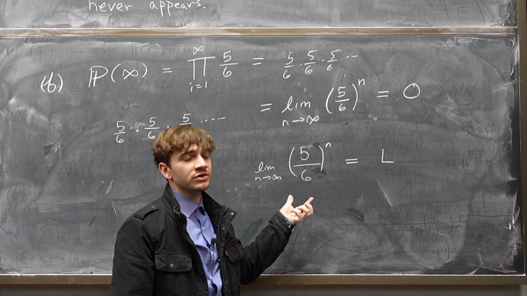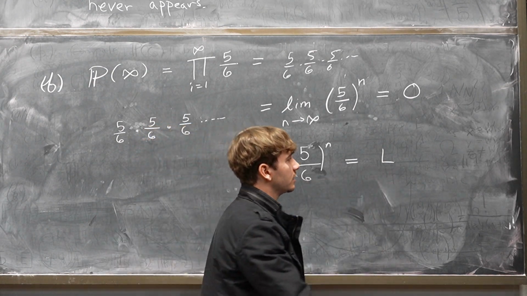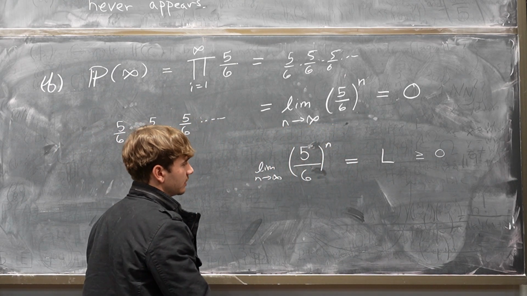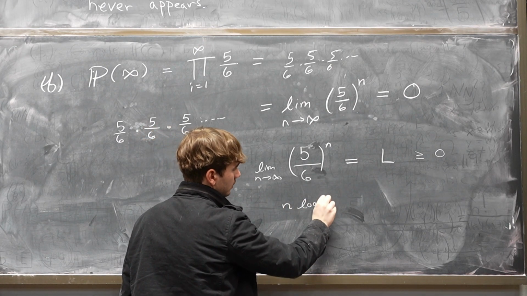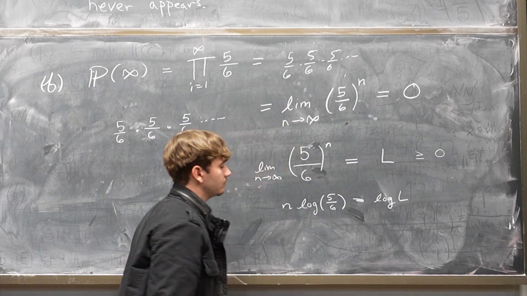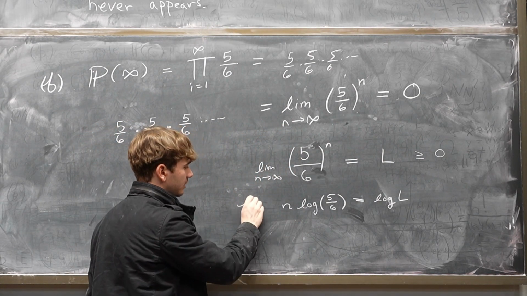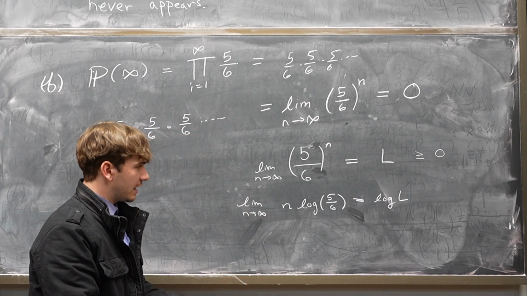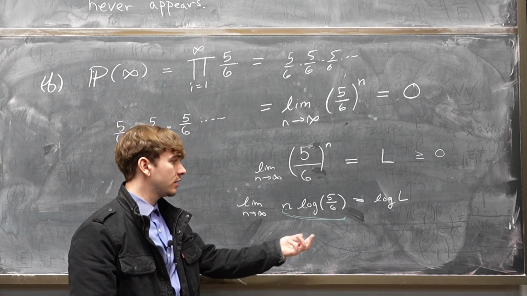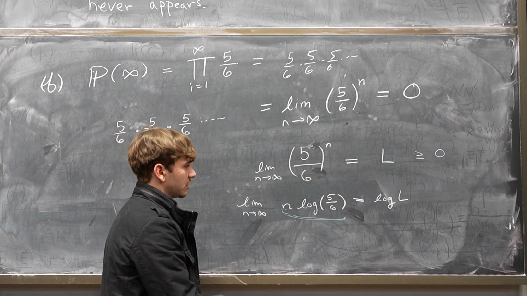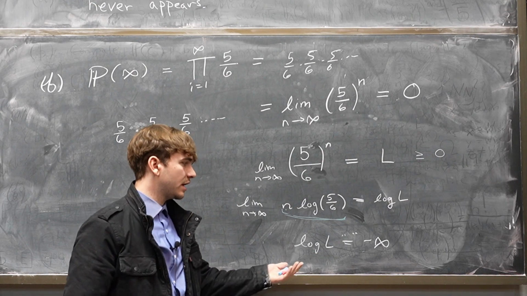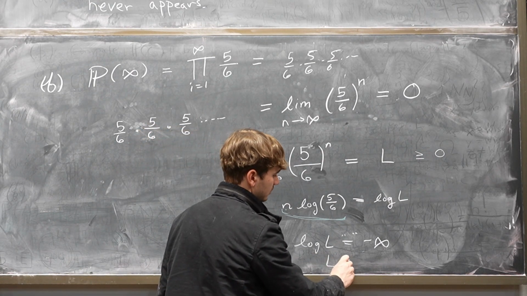So when I take the logarithm, because the log is a continuous function, and notice that L is certainly greater than or equal to 0, I'm going to get n log of 5/6 is equal to log L. And now taking the limit as n goes to infinity, the idea is heuristically that this quantity is approaching negative infinity because log of 5/6 is negative. And so we get that the log of L is equal to negative infinity. And then if I exponentiate both sides, I'm going to recognize that L is equal to 0.